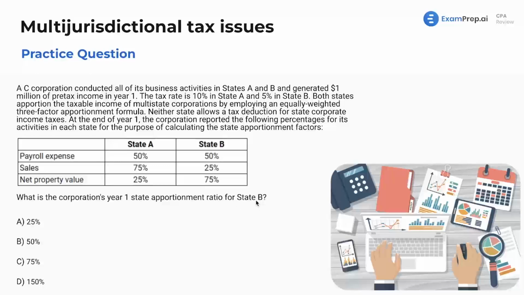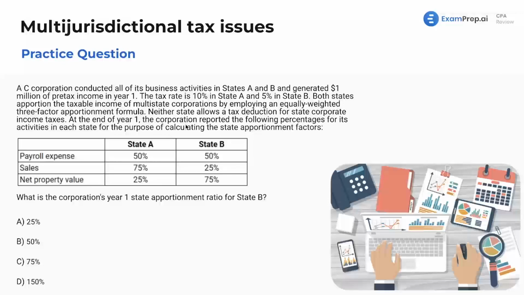That's a great question. Let's take a look and read through what we've got. Well, let's see, corporation conducted all of its business activities in states A and B and generated $1 million of pre-tax income in year one. The tax rate is 10% in state A and 5% in state B. Both states apportion the taxable income of multi-state corporations by employing an equally weighted three-factor apportionment formula. Neither state allows a tax deduction for state corporate income taxes.